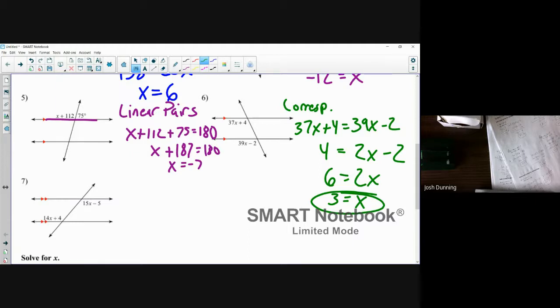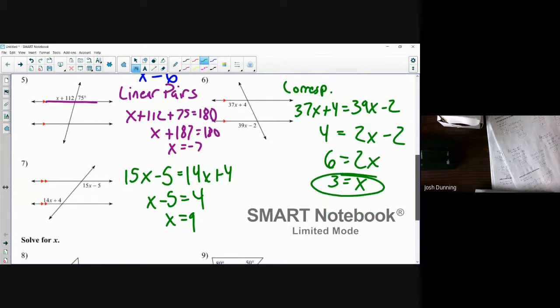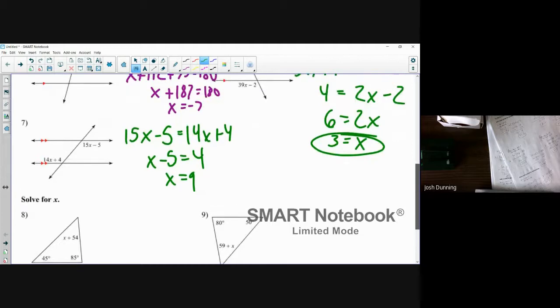On 7 again, we're back to alternate interior. Those are equal. Minus the 14x. Add the 5. We get 9. All right. Oh, and those are alternate interior.